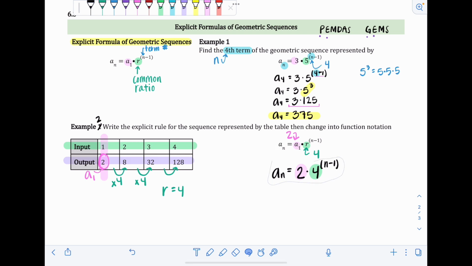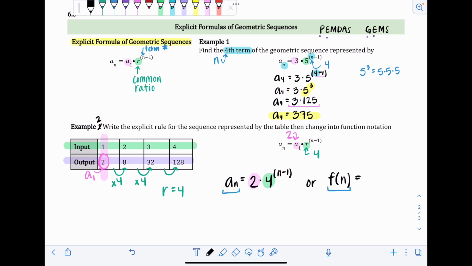And then the instructions also say to change it into function notation. So function notation for explicit geometric sequences is as easy as just changing AN into f of n. So instead of AN, it would be f of n, and then everything else gets to stay exactly the same. So 2 times 4 raised to the n minus 1.